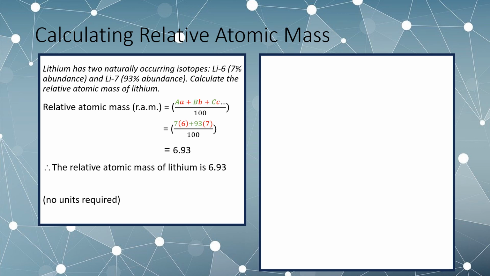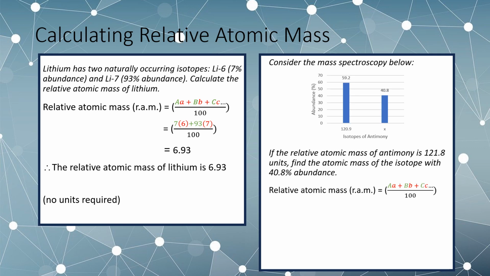What we need to be careful of, and a good way to check your answer, is we can see here that 93% is lithium-7. This means our answer should obviously be much closer to 7 and gives us a bit of an indication of what that number will equal. As our number equals 6.93, we are quite close to that 7 and we know we're on the right track.